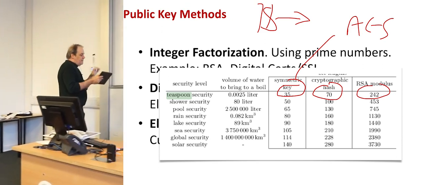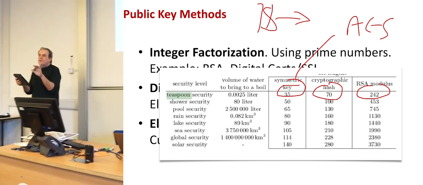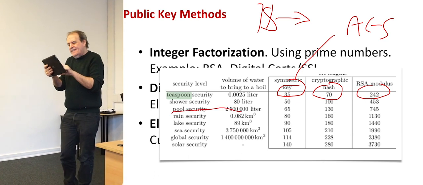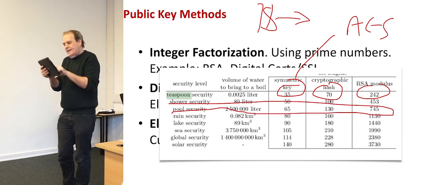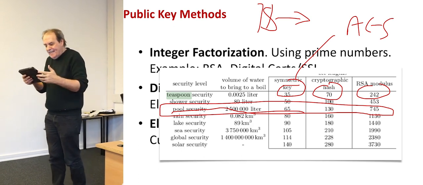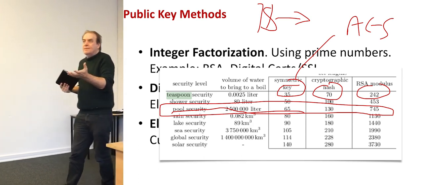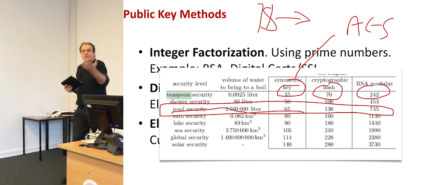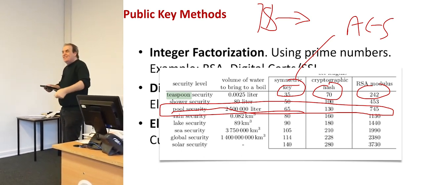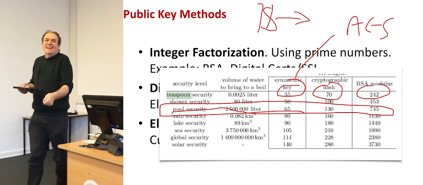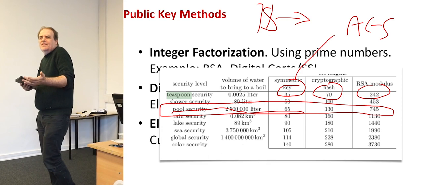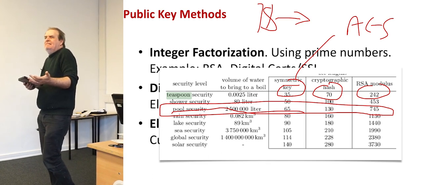But then if we keep going up, and remember I told you that 72 bits was kind of where it started. To crack a 72-bit key needs the amount of energy that would boil a pool. So if you think of your swimming pool, and you've got heaters in there, and you had to boil that, what do you think that would cost?